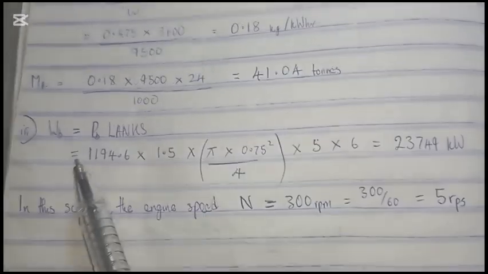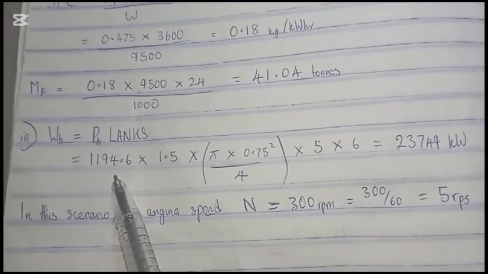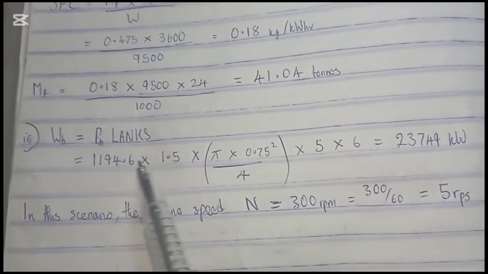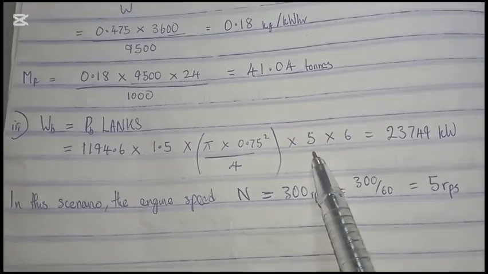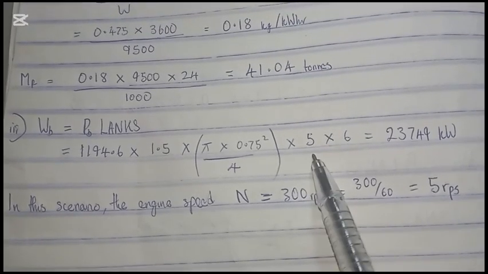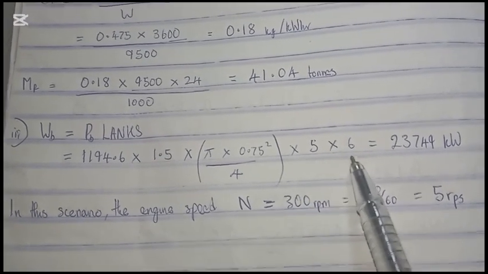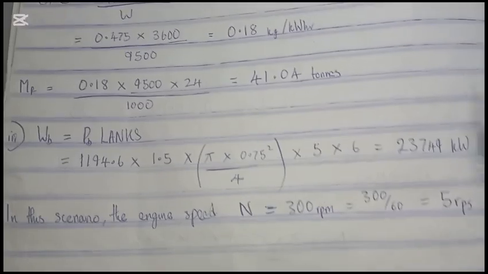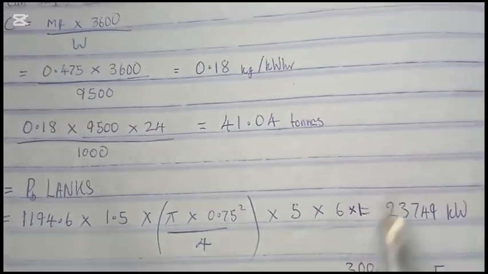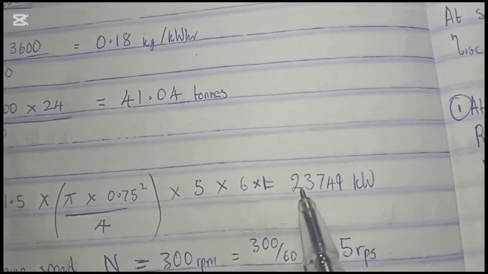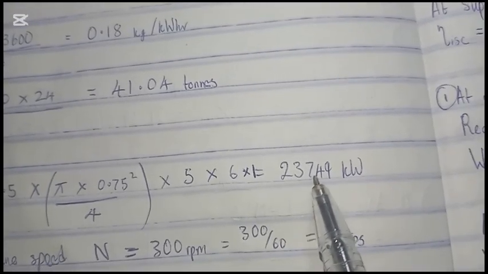So we already have our PB. We found our PB before. PB times our length times our area times our new engine speed, before it was 2, now it's 5, times the number of cylinders times our K, which was 1. That will give you 23,749 kilowatts. So that's your final answer.